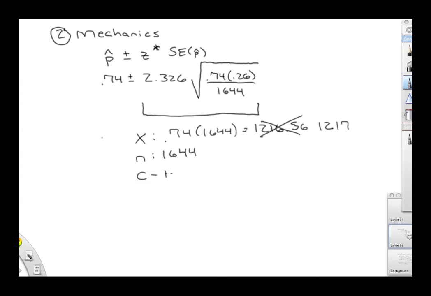For n, I'm going to put my sample size, which is 1,644. For the C level, we're going to put the confidence level. We're asked to do a 98% confidence interval, so I'm going to put 0.98. Or I apologize, you cannot put 98; you can only put it as a decimal equivalent. So we're going to put 0.98.